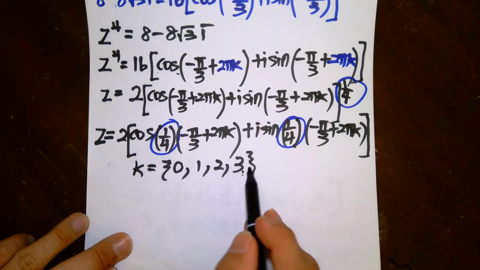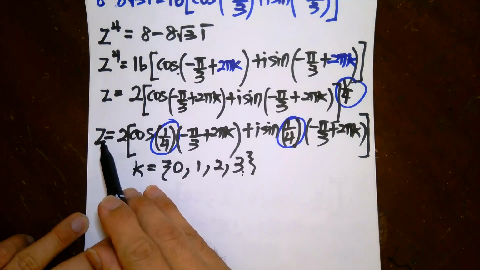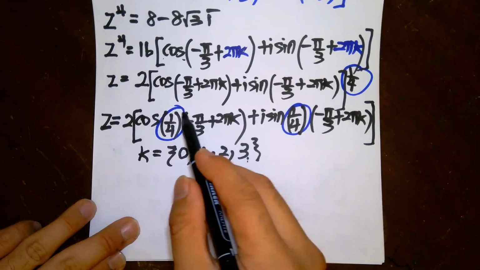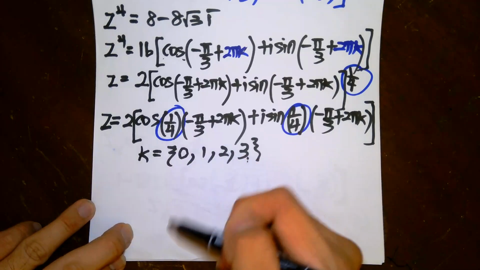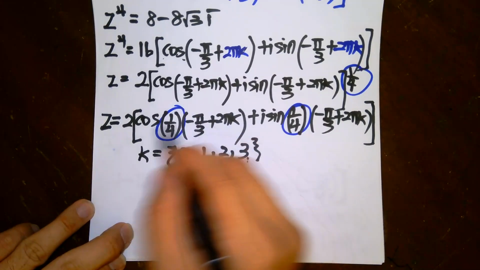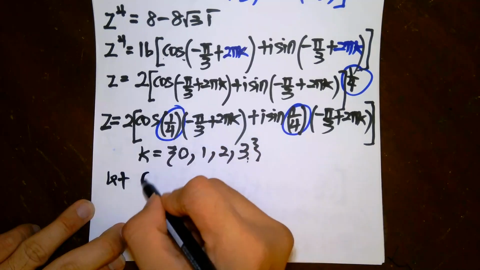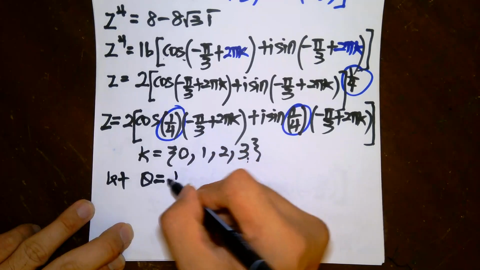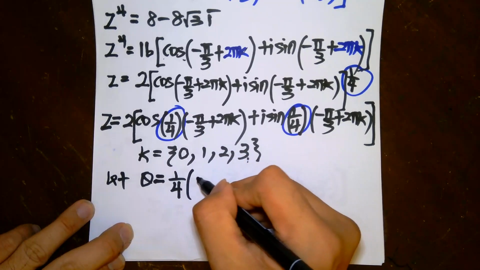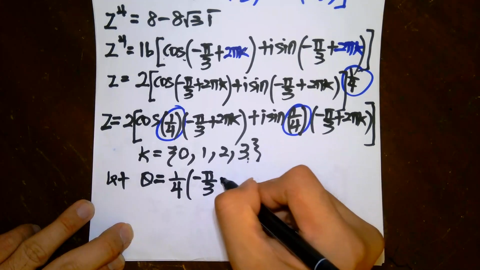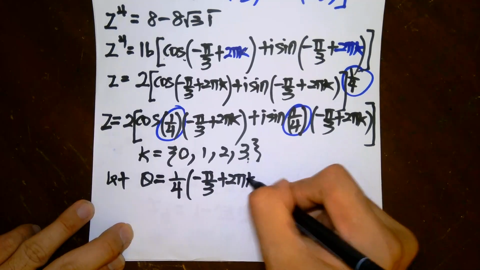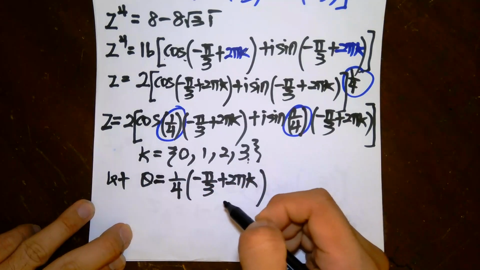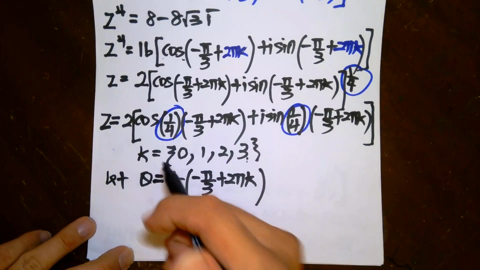So now I'm using these 4 numbers to find the different values of z, so we will have 4 different values of z. The easier way to write all the solutions is to let this be your theta. Your theta will be equal to 1 over 4 times negative pi over 3 plus 2 pi k, with k being 0, 1, 2, and 3. From now on, I'm going to list all the solutions here.